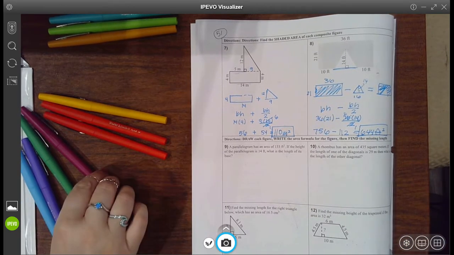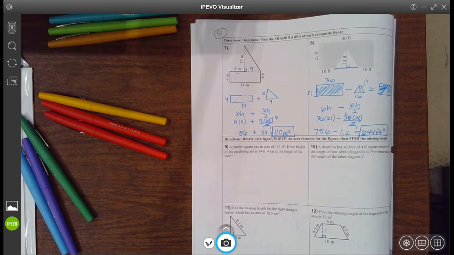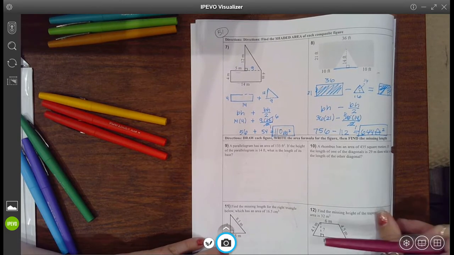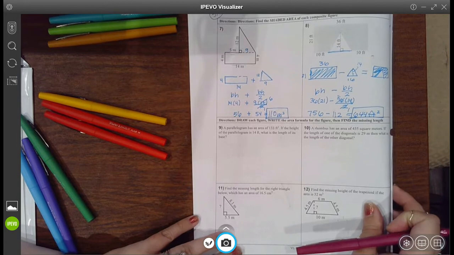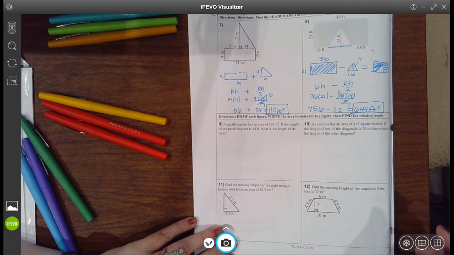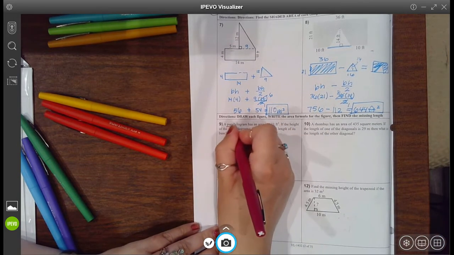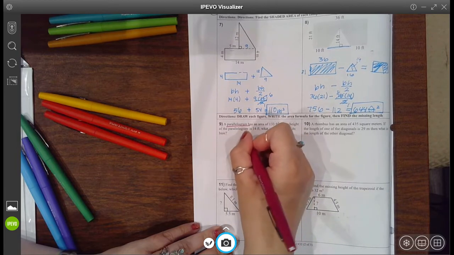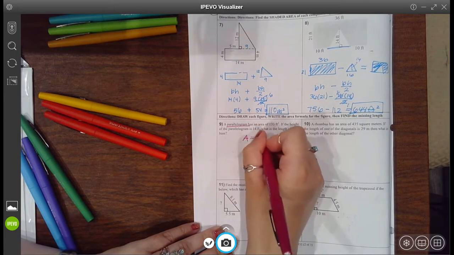Again, I highly recommend you trying these first. Pause the video, try them yourself, then unpause it and check yourself. Okay, now they're going to tell us parts of the formula, and we have to fill in the missing parts. So this one is dealing with a parallelogram. So area equals base times height.